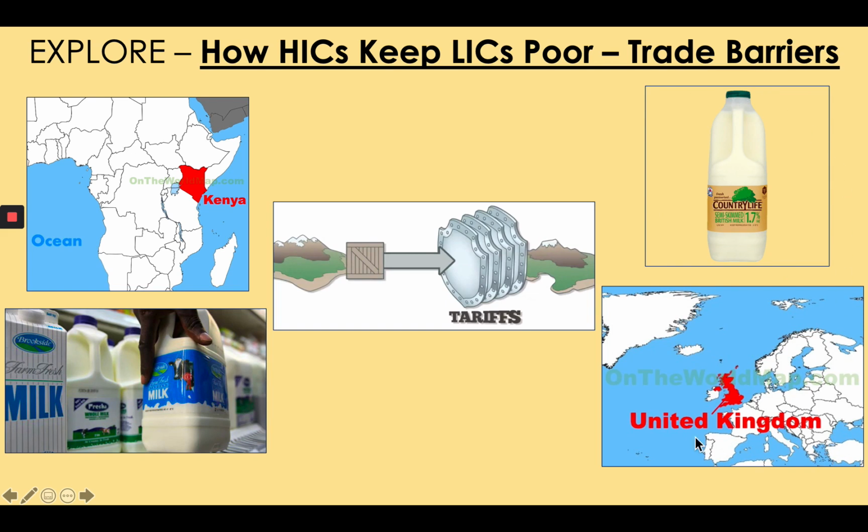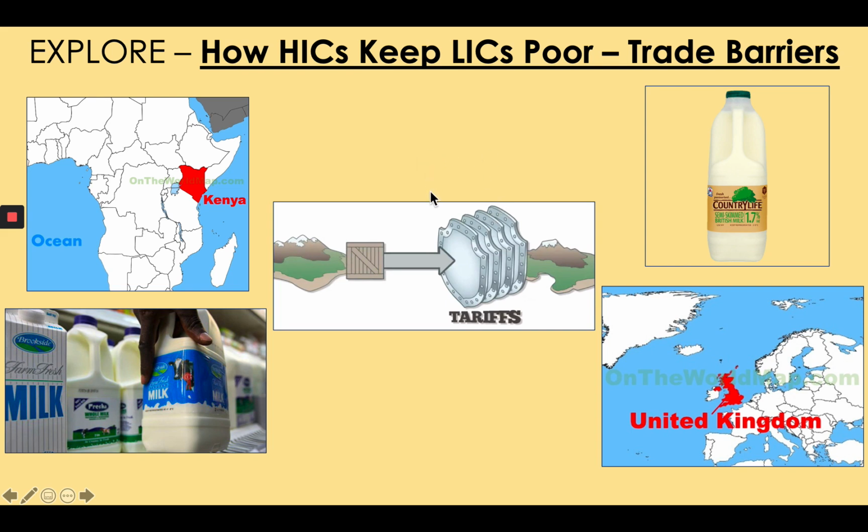This keeps the people in the UK happy, and it gives people a good income, but it prevents the people in LICs who are trying to import to the UK from making as much money. It's called a tariff. So to review, a trade barrier is something that a country puts in place to reduce the imports of products from another country.